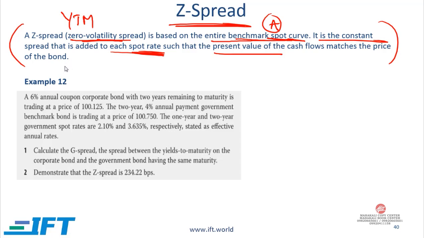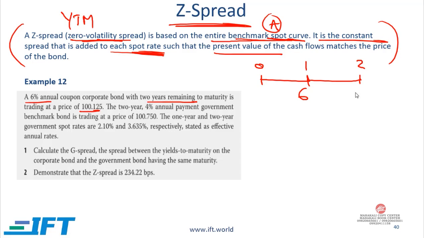And let's just illustrate this point. You have a 6% annual coupon corporate bond with 2 years remaining to maturity, and this bond is trading at 100.125. So what does this bond look like? So 2 years to maturity, it's an annual pay bond which makes life easier.